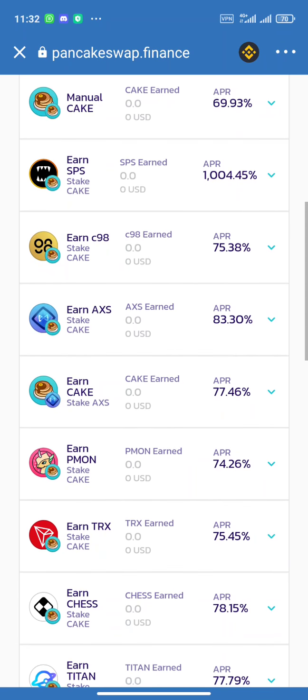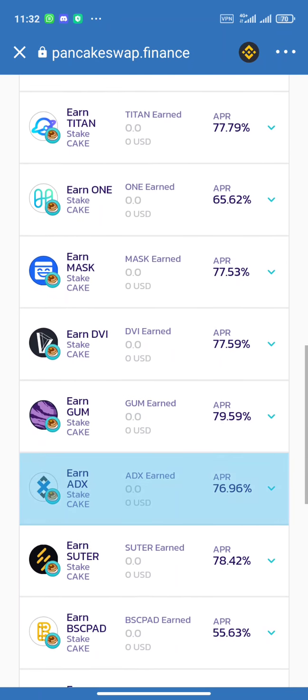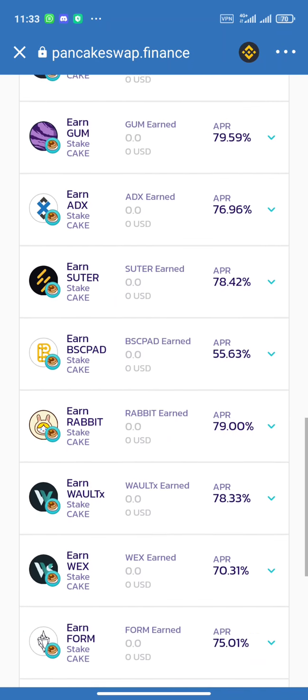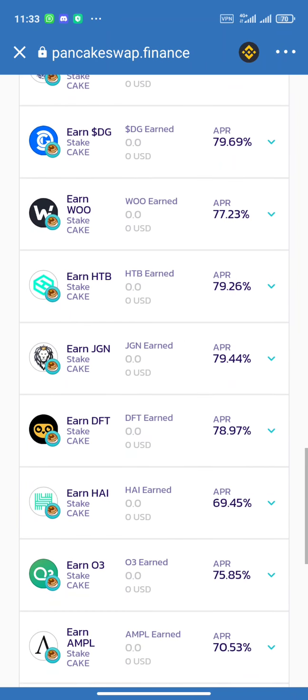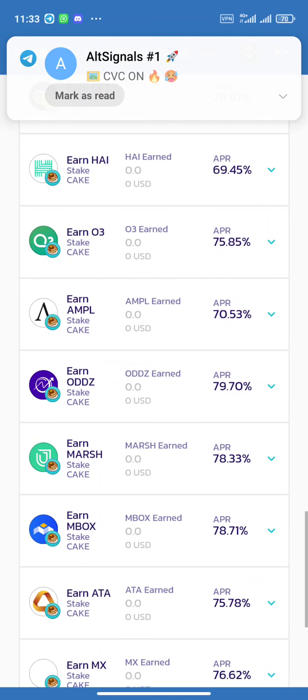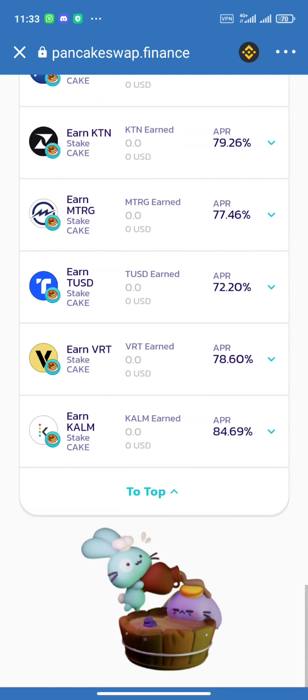Now look at it. See, these earnings a few days ago were really higher than this, but people have started joining the pool. So you earn more when you join on time, because these pools will still drop.